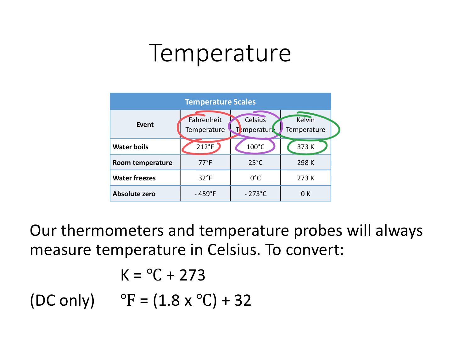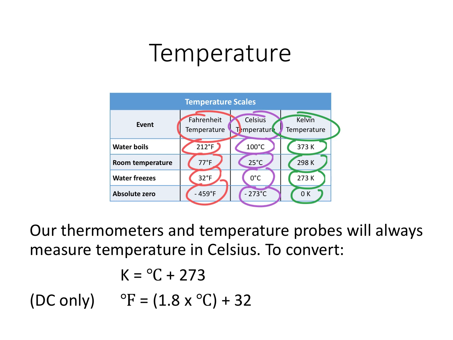If it's room temperature, this room is pretty comfortable. That would be about 77 Fahrenheit, which to me is actually a little bit warm. 25 Celsius is considered room temperature, and 298 Kelvin. Water freezes at 32 Fahrenheit, or 0 Celsius, or 273 Kelvin. And then absolute zero, which is the coldest theoretical temperature possible: negative 459 F, so negative 460 F should not exist. Negative 273 Celsius, or 0 Kelvin, which is actually where the Kelvin scale comes from. It puts absolute zero as 0. So our thermometers and temperature probes will always measure temperature in Celsius.